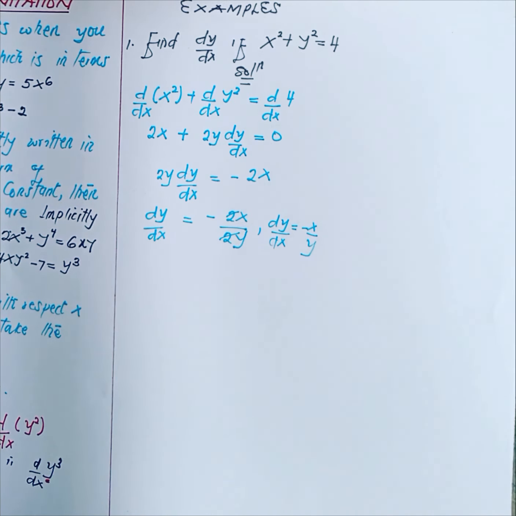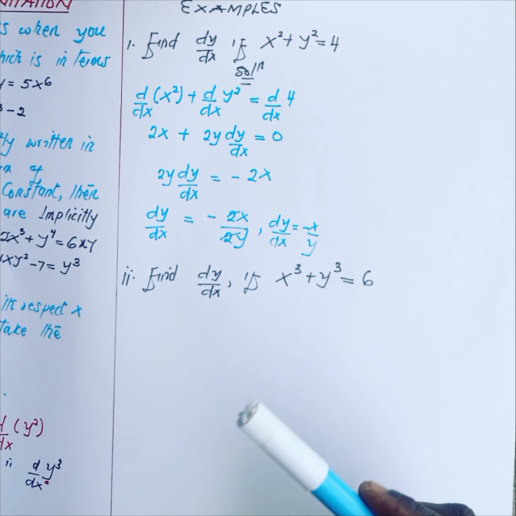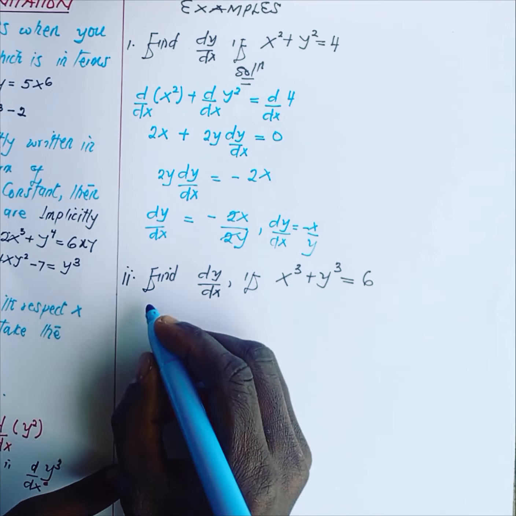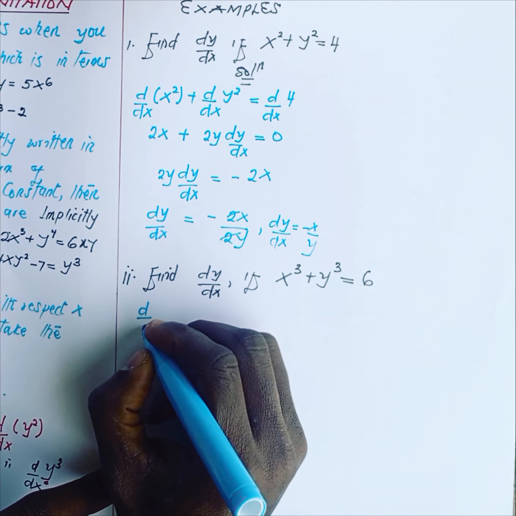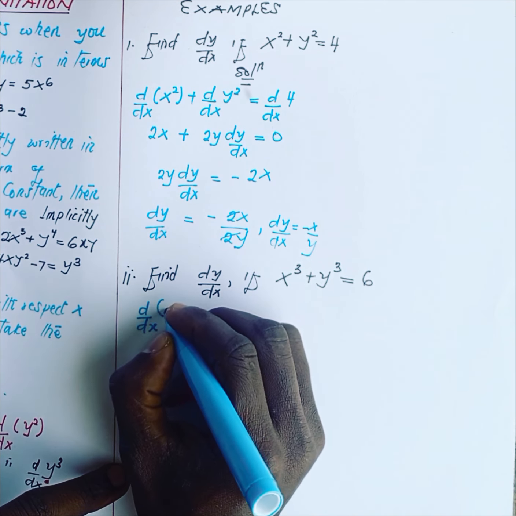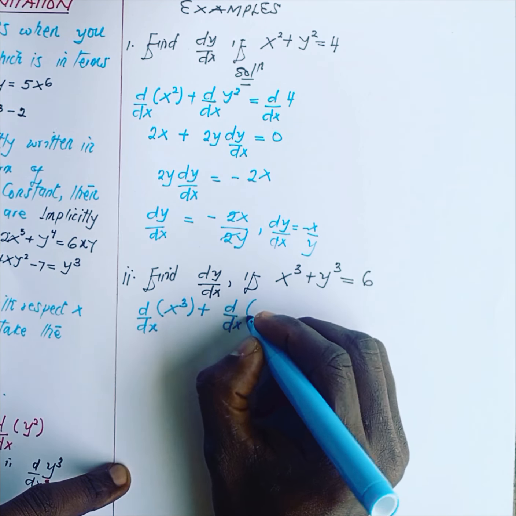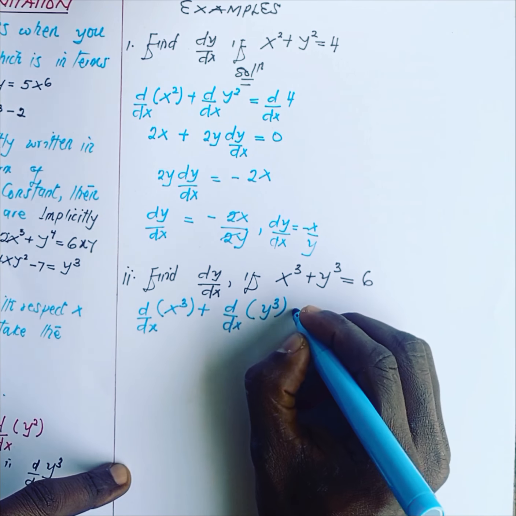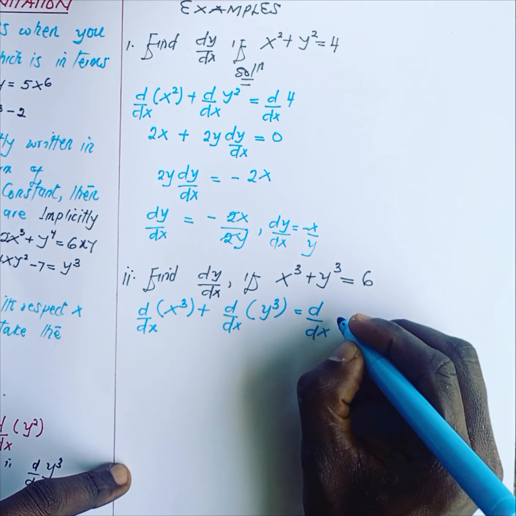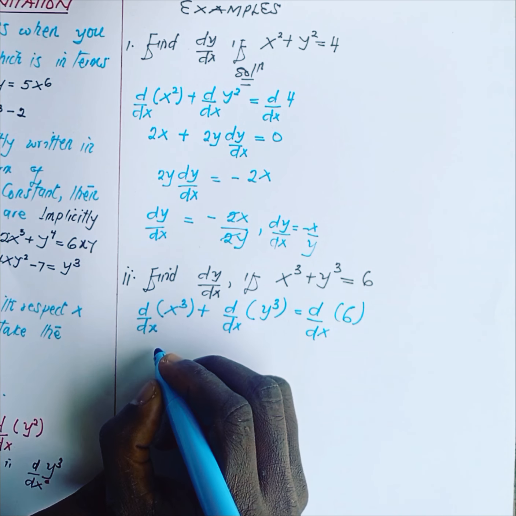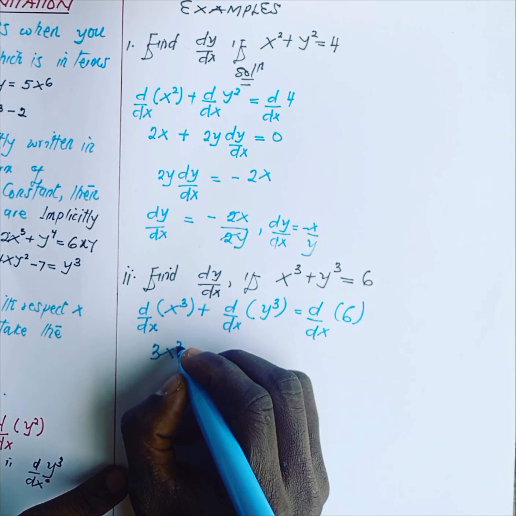We take our next example. So we can see that this function is an implicit function. So we can apply the implicit differentiation method. So we differentiate both sides of the equation. So we have d dx of x cubed plus d dx of y cubed is equal to d dx of what? 6.